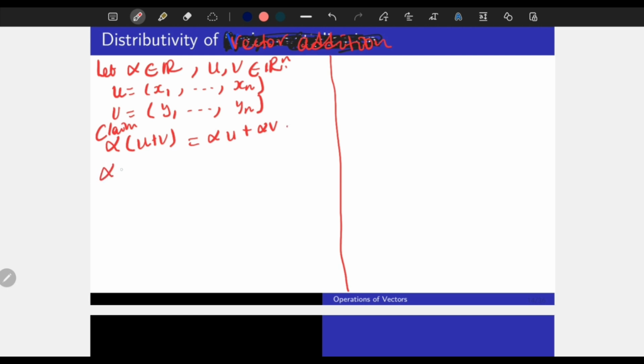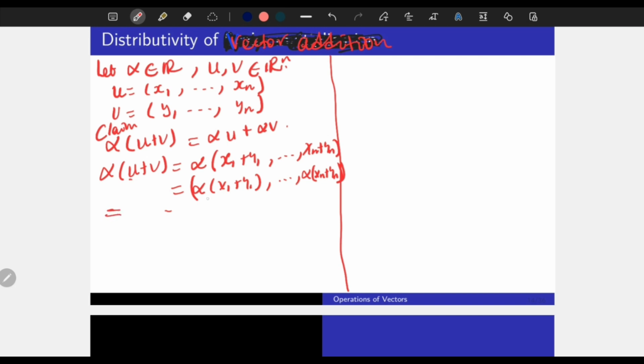So what is alpha times (u plus v)? Let's do the addition first. Addition of two vectors is done coordinate-wise, which gives x1 plus y1 up to xn plus yn. Then we can multiply each entry by alpha, so we will have alpha times (x1 plus y1) up to alpha times (xn plus yn).